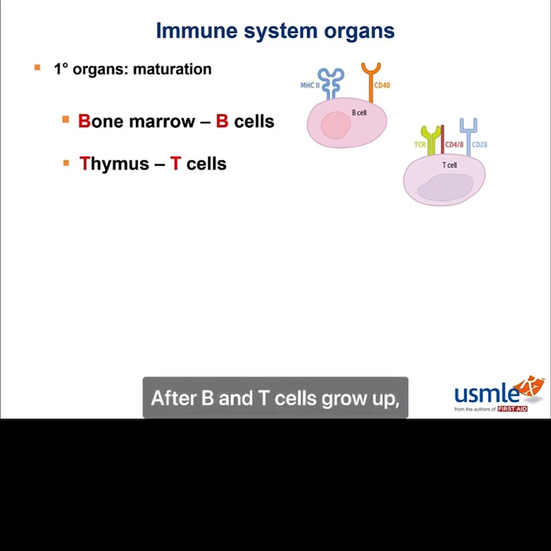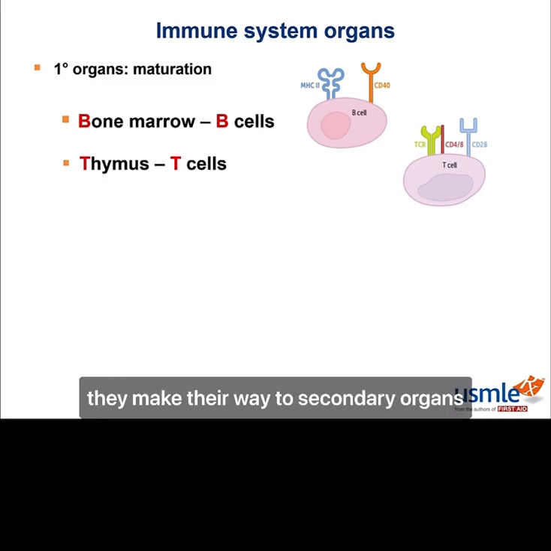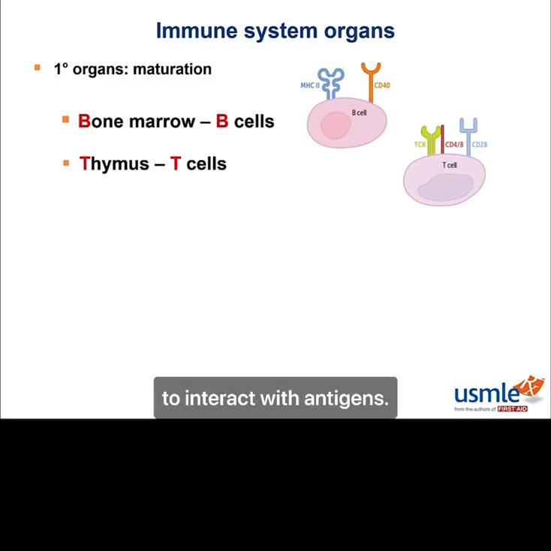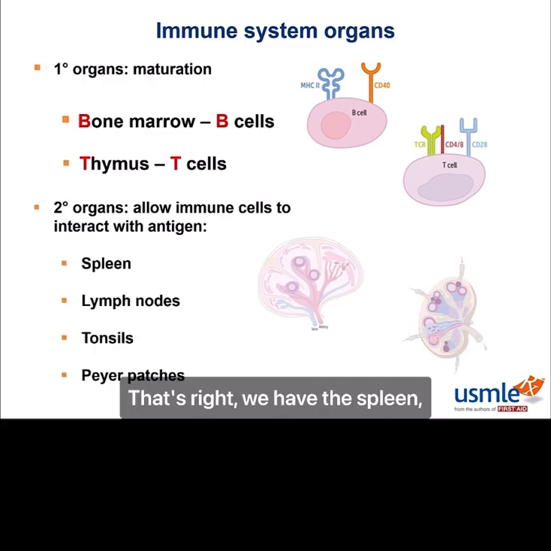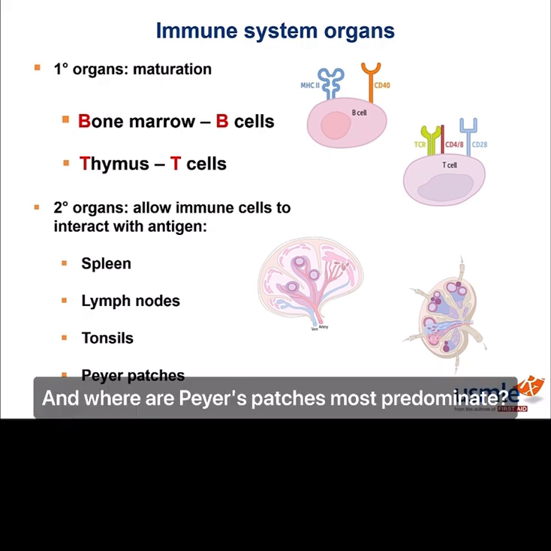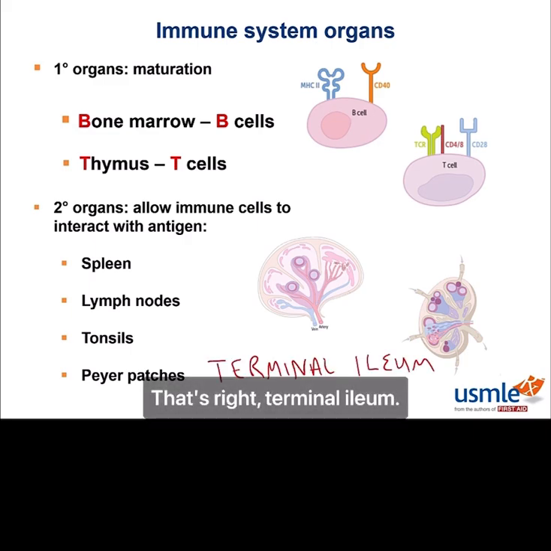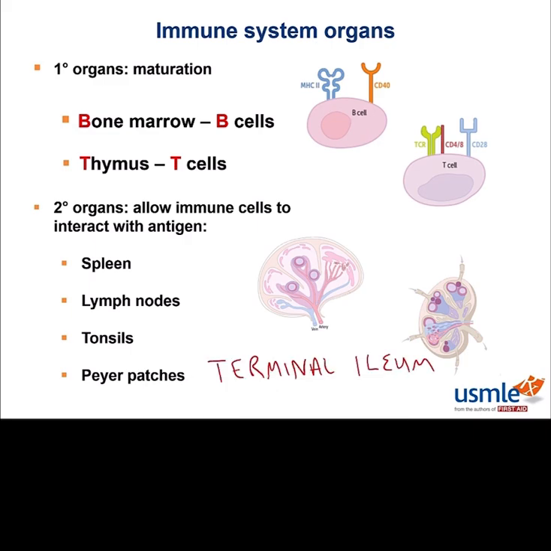After B and T cells grow up, they make their way to secondary organs to interact with antigens. Can you list me some of these secondary organs and structures? That's right. We have the spleen, the lymph nodes, the tonsils, and the Peyer's patches. And where are Peyer's patches most predominant? That's right. Terminal ileum.